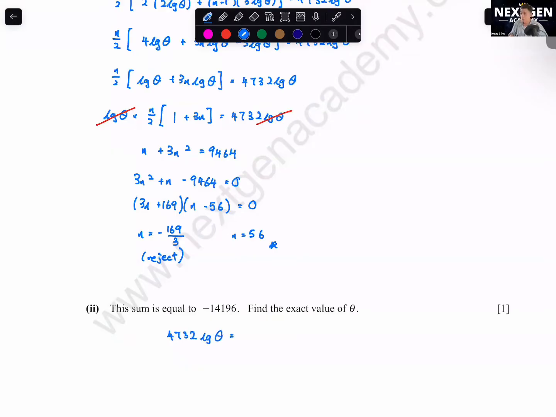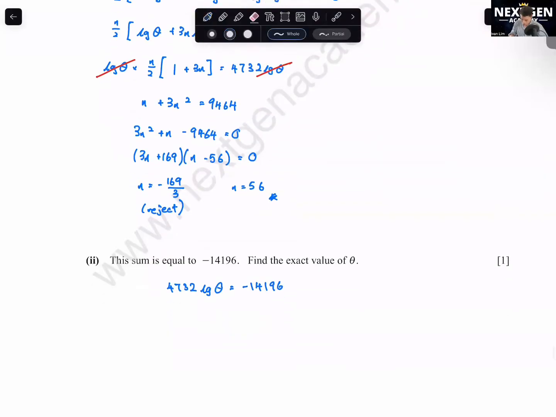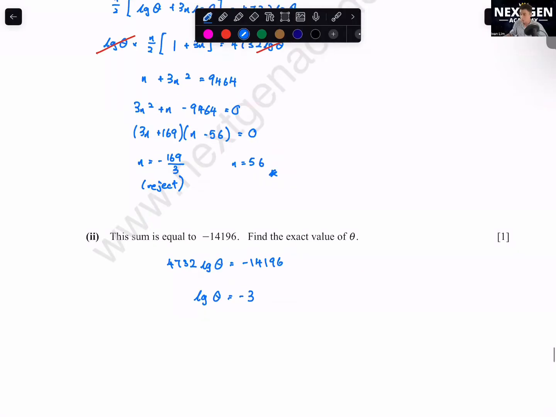is equal to negative 14196. Log theta, we solve this one, is equal to negative 14196 divided by 4732, which is equal to negative 3. Then we change from log form to index form. lg is log base 10. So theta is 10 to the power of negative 3, which is equal to 0.001.